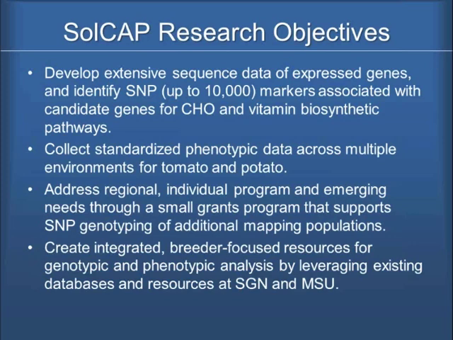So just as a reiteration, this is what we said the SOLCAP objectives were a few years ago. We wanted to make up to 10,000 markers and associate these markers with our carbohydrate genes, which are important in the processing industry. And so we've been able to make a SNP chip. There's 8,300 SNPs on there. So I think we're in that range.